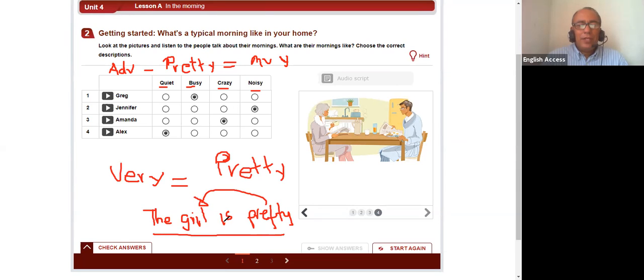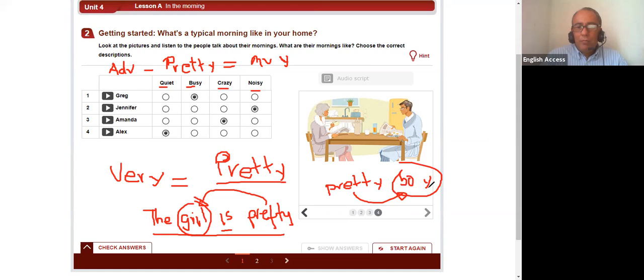Entonces, pretty puede describir una persona o una casa, pretty house, una casa bonita, o un día hermoso, a pretty day. En lugar de decir a beautiful day, también se puede utilizar. Muy raro, ¿no? Pero pretty tiene dos funciones. Si está después del verbo to be o antes de un sustantivo, pretty boy, está describiendo a la persona, en este caso, al sujeto, girl o boy.